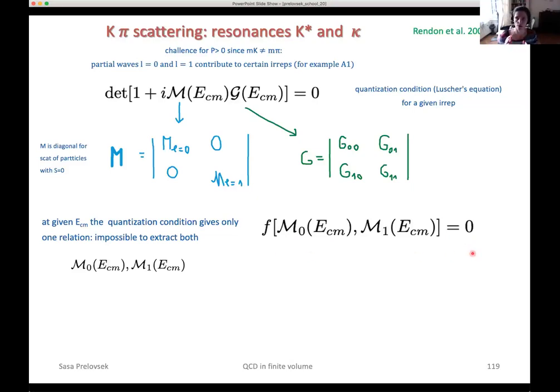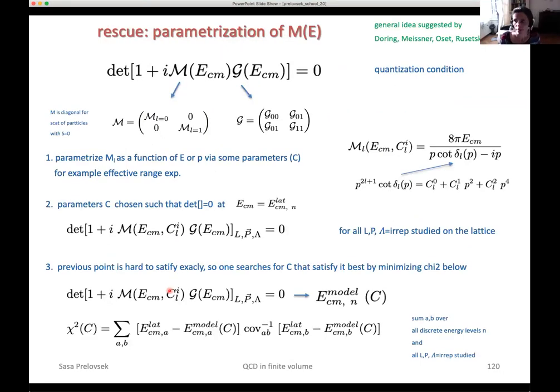The problem is, you measure one energy level, and so you'll know some relation between those two quantities. But from one relation, you cannot extract two quantities, never, right? So you have one relation between two quantities for a given energy, but you cannot extract both. Now, the rescue: the general idea was suggested by these authors quite a time ago. It was criticized at the beginning by the people who now apply this procedure, but it's the most widely applied general idea.